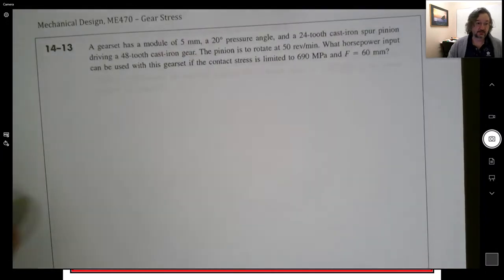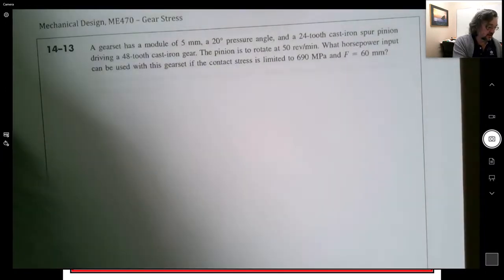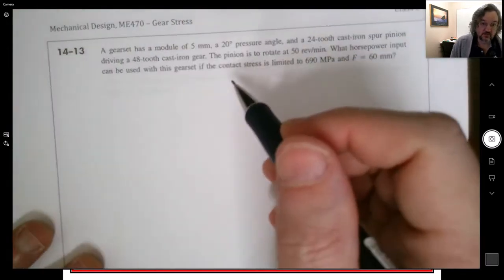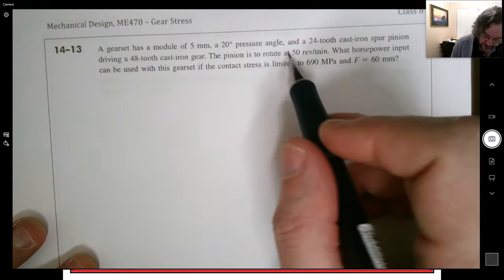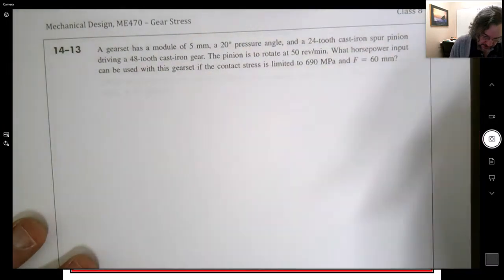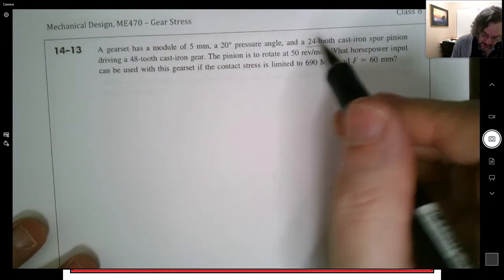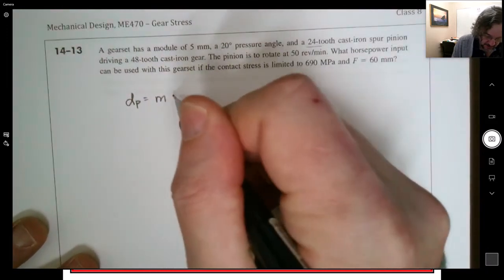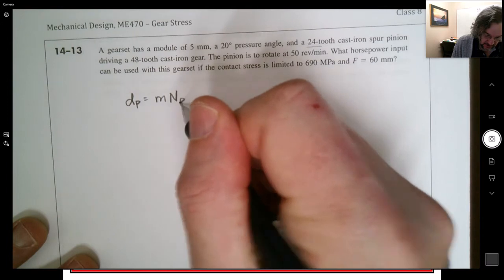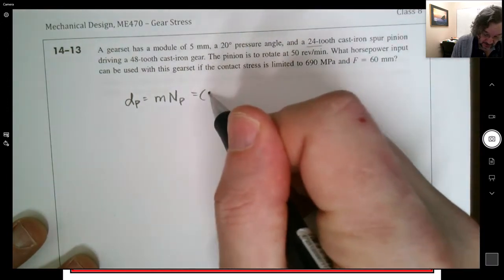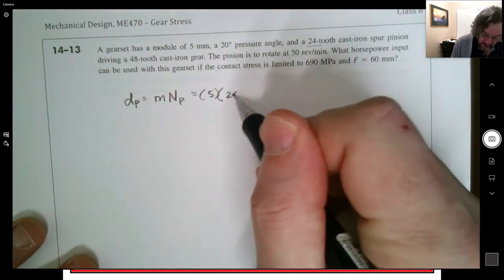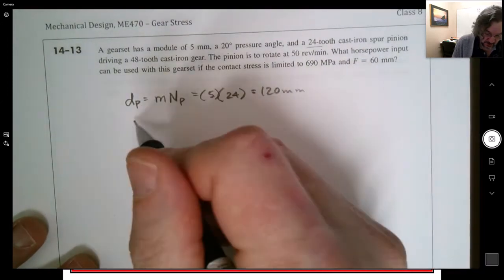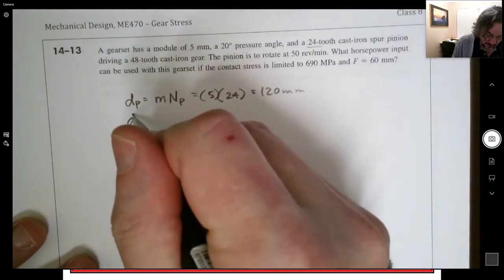Okay, so a good starting point is always to take a look at our information provided and get the diameters. So the diameter of the pinion, now this time it's the module times the number of pinion teeth, right? So it's a 5 millimeter module, 24 teeth. That comes out to 120 millimeters, which is like 6 inches, by the way.